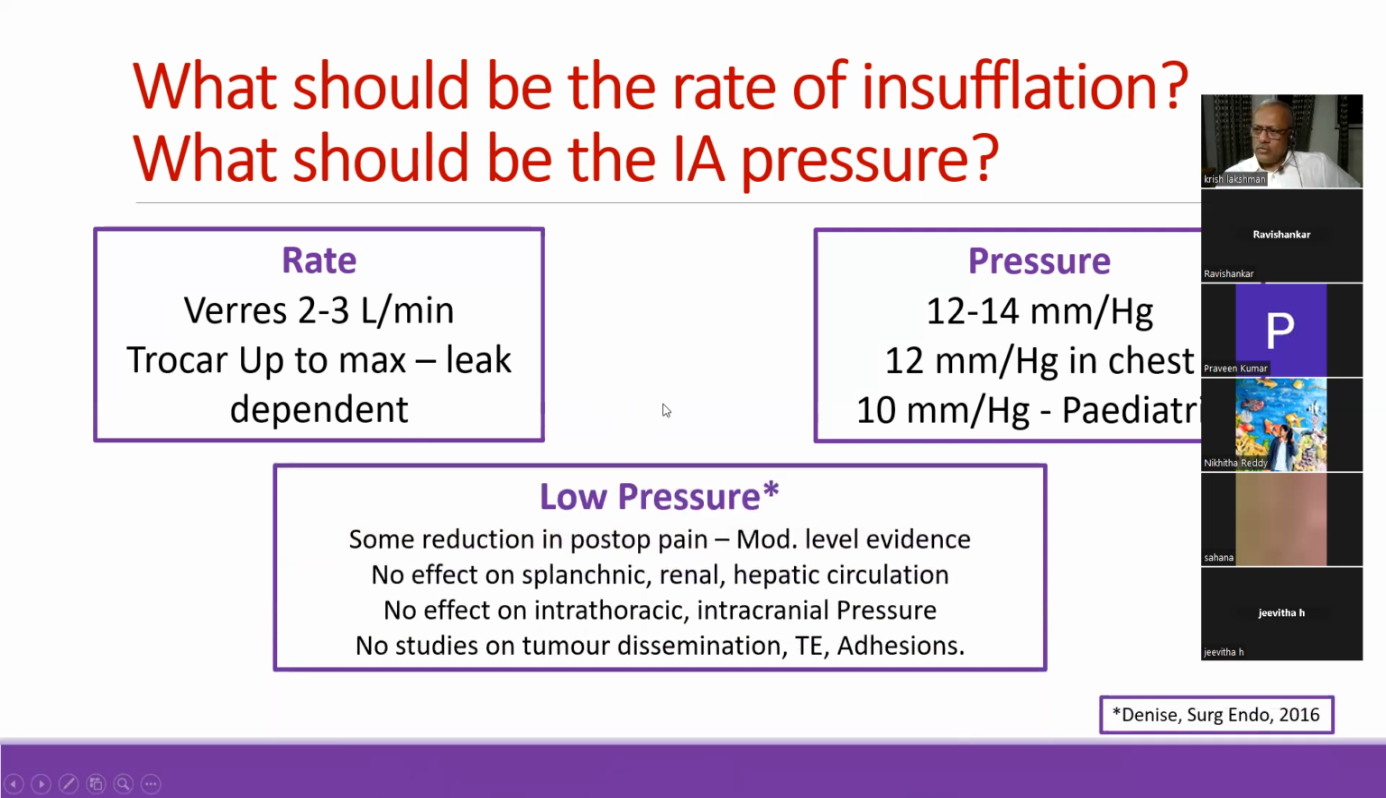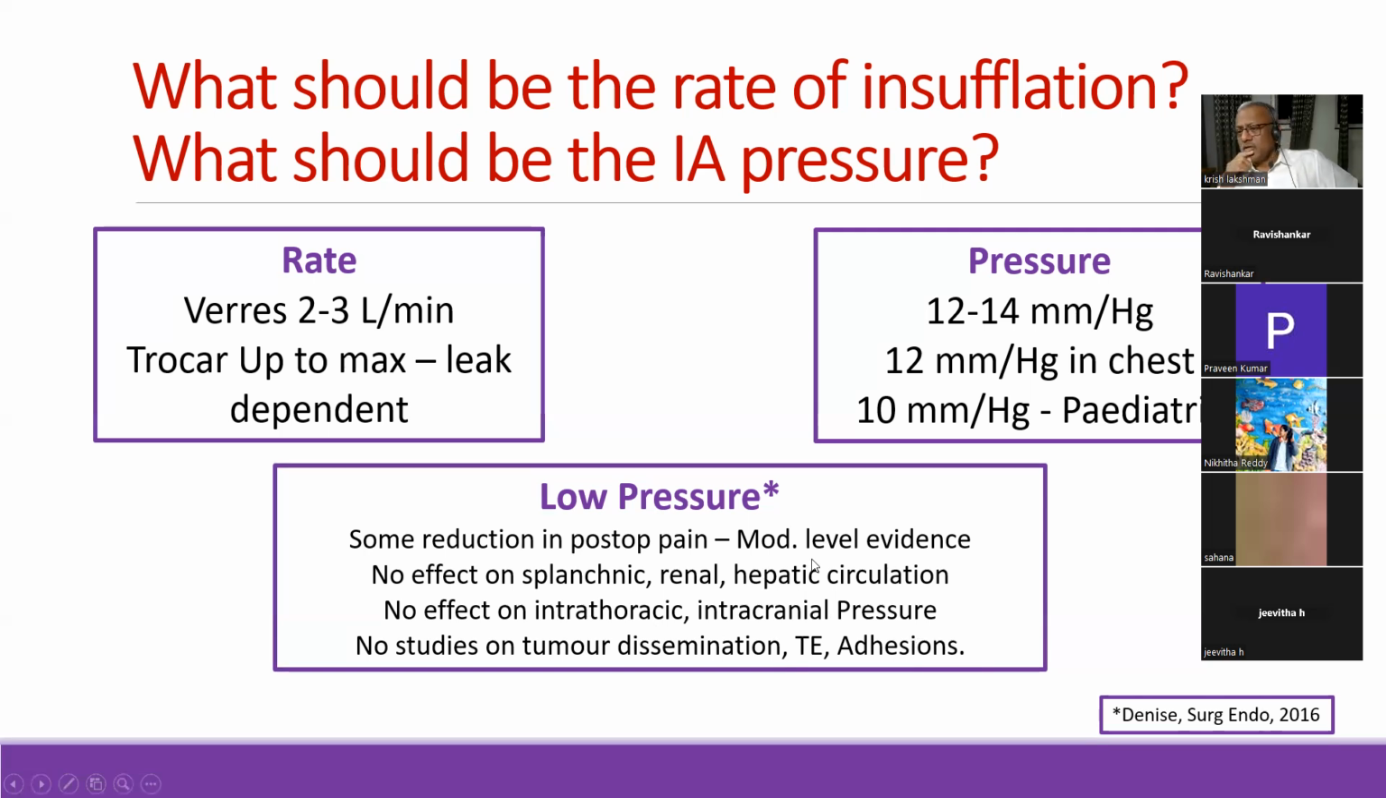Now there is a whole concept of so-called low pressure laparoscopic surgery. People felt that it had a lot of advantage over high pressure or the normal pressure, that is 12 to 14 millimeters pressure, laparoscopic surgery. But studies have shown that there may be a moderate reduction in the post-op pain. Even the level of evidence is not very strong, but it has no other salutary effects like on splanchnic circulation or intrathoracic or intracranial pressure and things like that. There is no other change. So there is no great advantage in reducing the pressure.